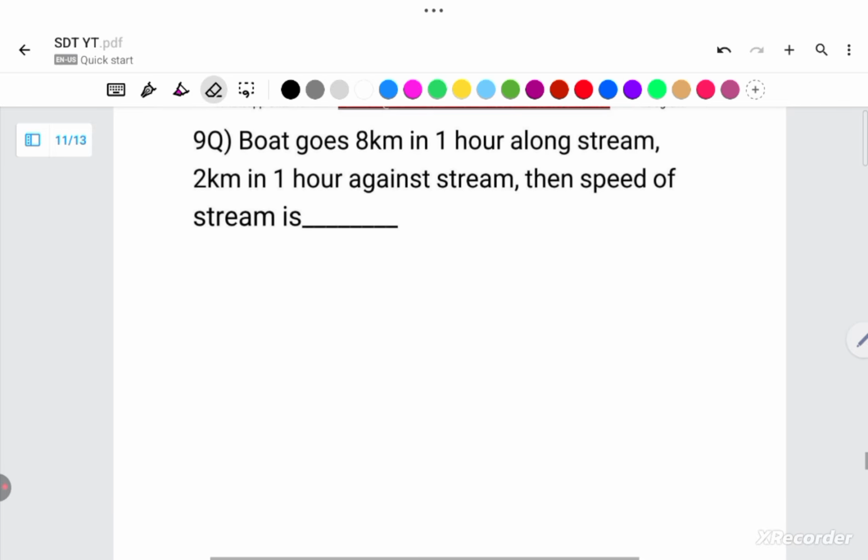The first one. In this question, instead of giving the downstream and upstream speeds directly, he mentioned the corresponding distance and time.